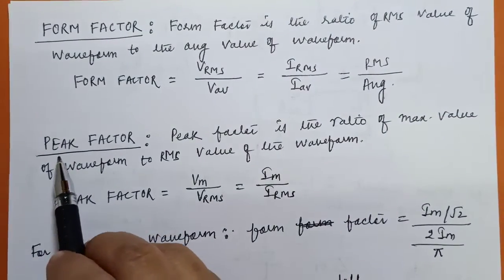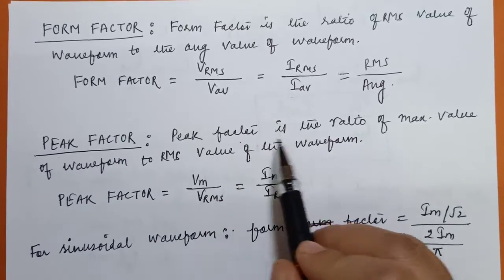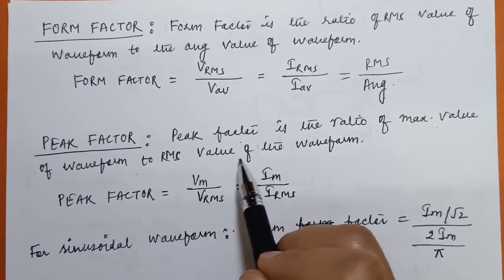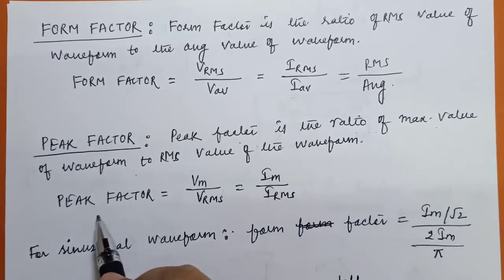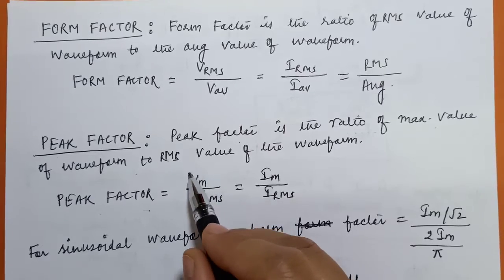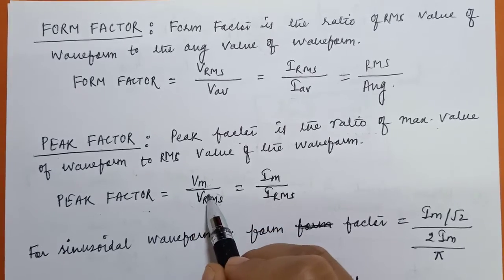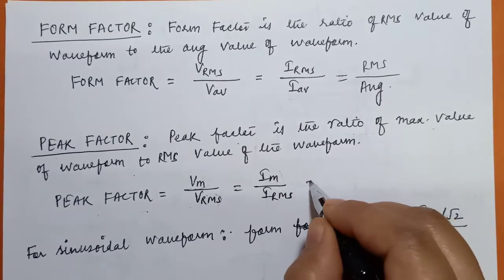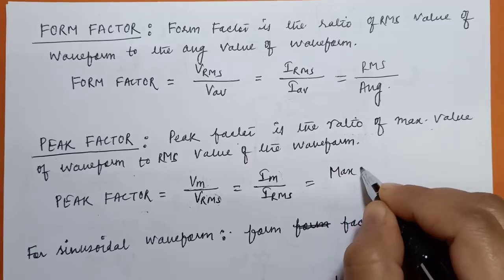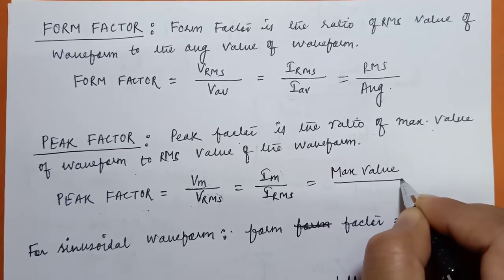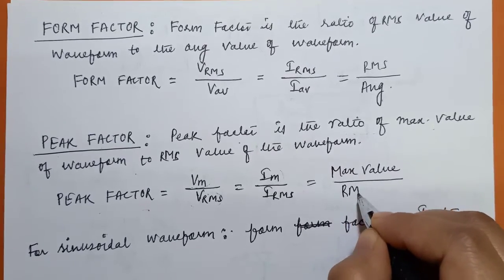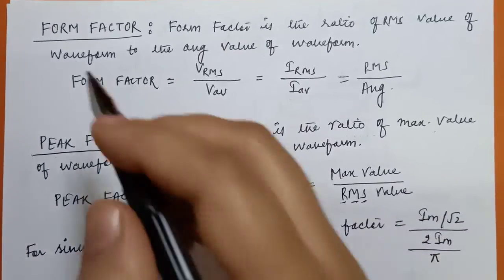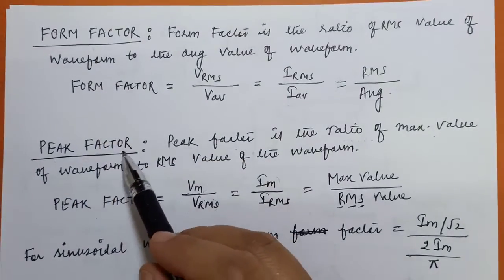Next concept is your peak factor. Peak factor is defined as the ratio of the maximum value of the waveform to the RMS value of the waveform. In terms of voltage, maximum voltage divided by RMS voltage. In terms of current, maximum current divided by the RMS current. Or in general, the maximum value or peak value of that waveform divided by the RMS value of that waveform, meaning root mean square value. So this is your form factor and the peak factor.